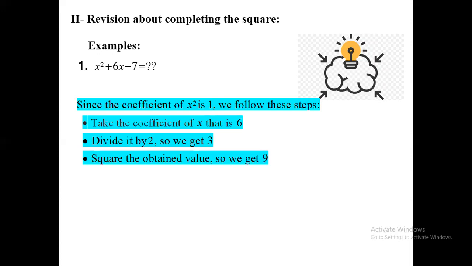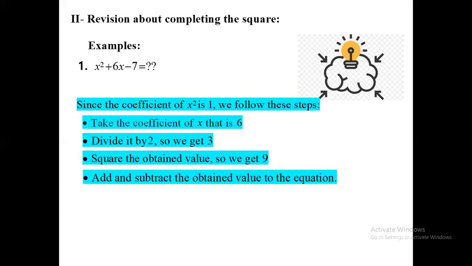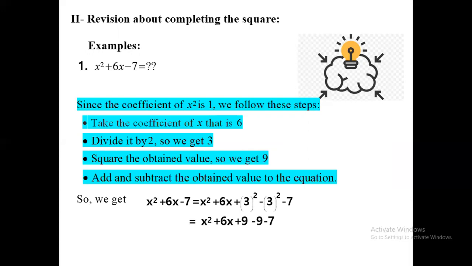Square this obtained value, we will get 9. Add and subtract this obtained value to the expression, as you can see. So the expression x² + 6x - 7 equals x² + 6x, we add a 9 and we subtract a 9, and we keep the -7, which is originally found in the expression. So finally, this part, x² + 6x + 9, is a perfect square. Consequently, it's (x + 3)² - 16.